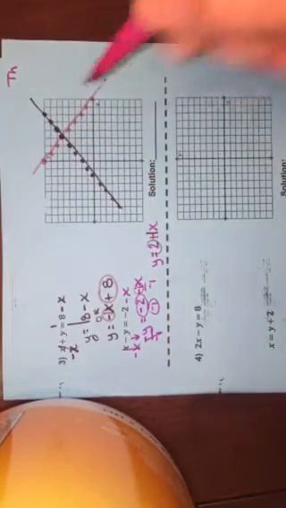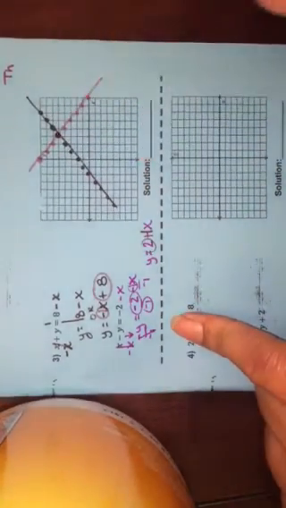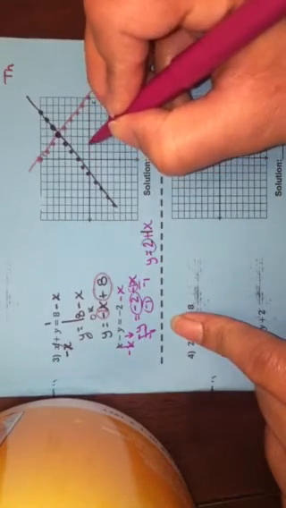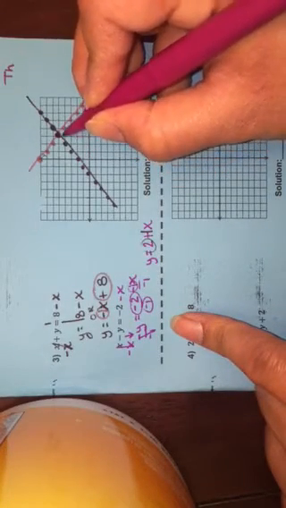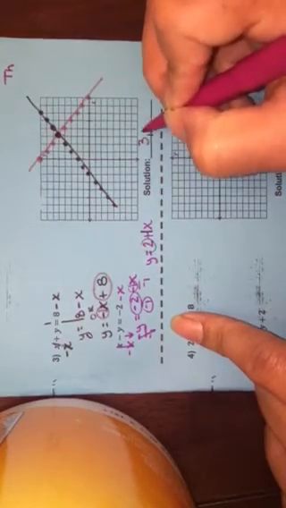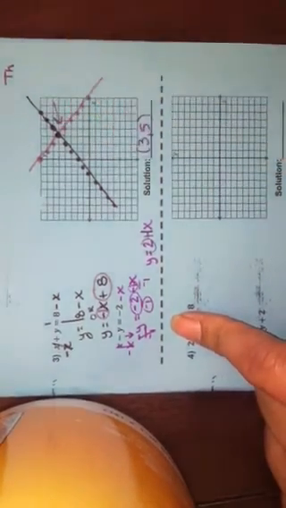So this system also has one solution. That ordered pair right there, and that's 1, 2, 3, 1, 2, 3, 4, 5. So it's (3, 5). One solution.